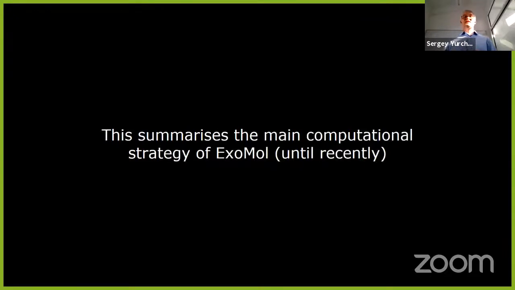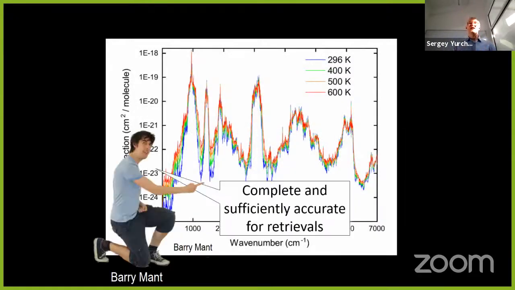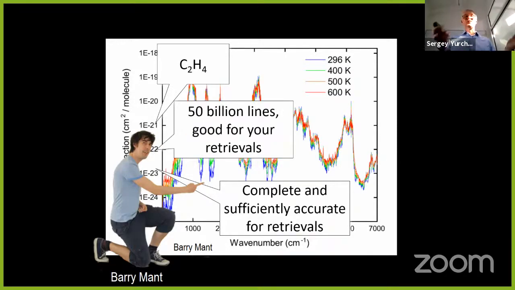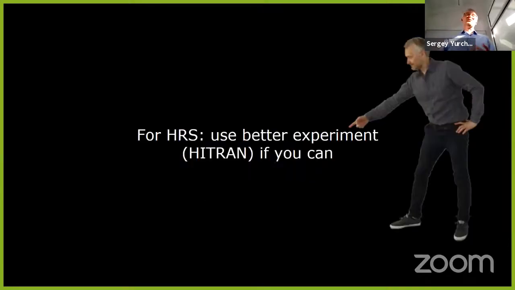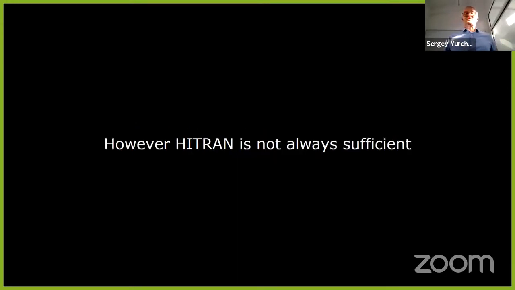This is a recent example of the ethylene line list, complete and sufficiently accurate, computed by Pariman. It contains 50 billion lines, good for all the retrievals, but maybe not so much for high resolution, or not everything in high resolution. So for high resolution, we usually would recommend using HITRAN, the HITRAN database where the experimental data is collected. However, HITRAN is obviously not very complete.